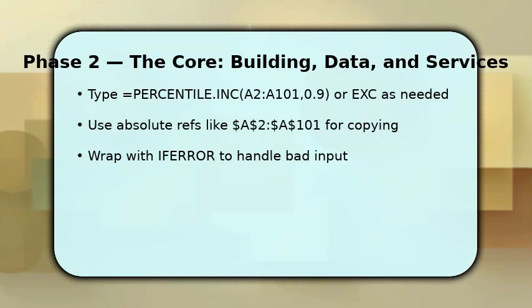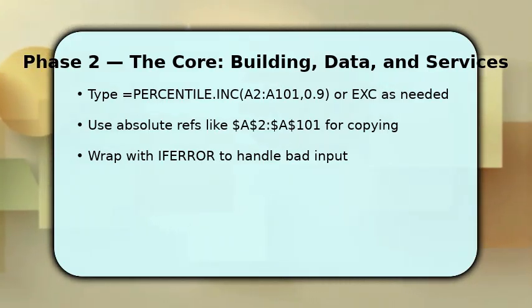Now enter the formula and validate inputs. Type =PERCENTILE.INC(A2:A101, 0.9), replacing range and k as needed. If you'll copy the cell, lock the range with $A$2:$A$101.